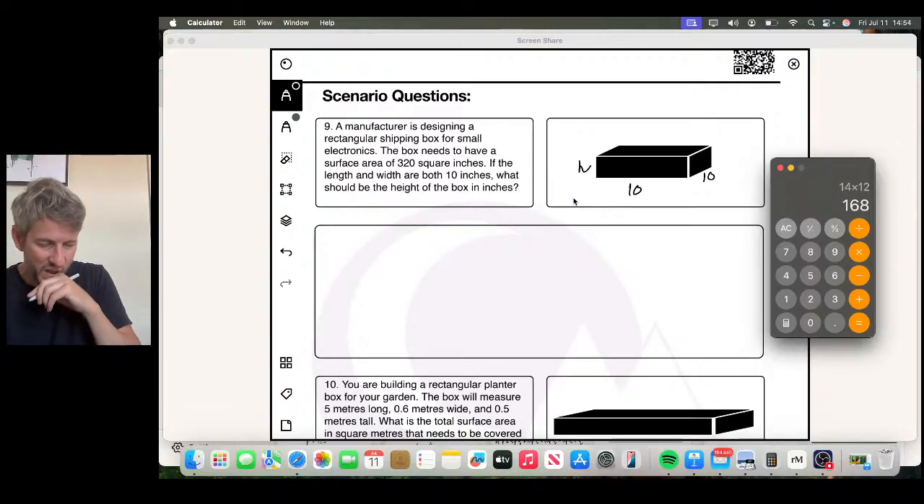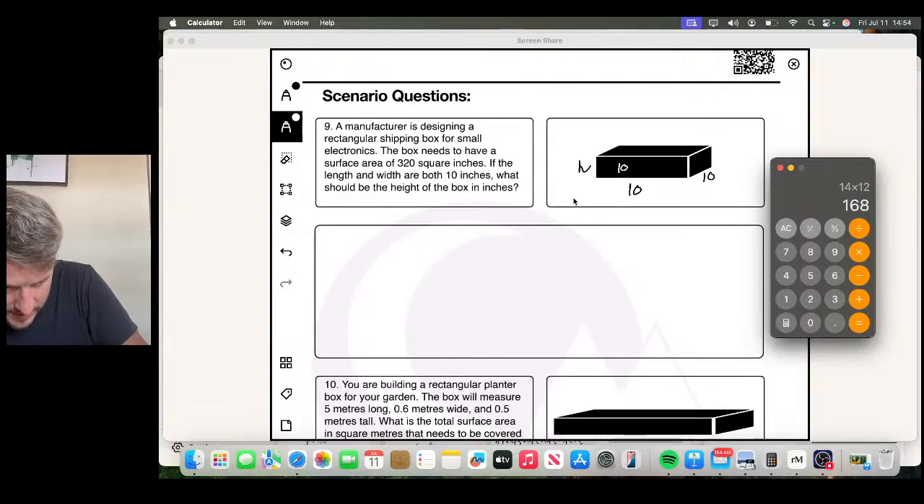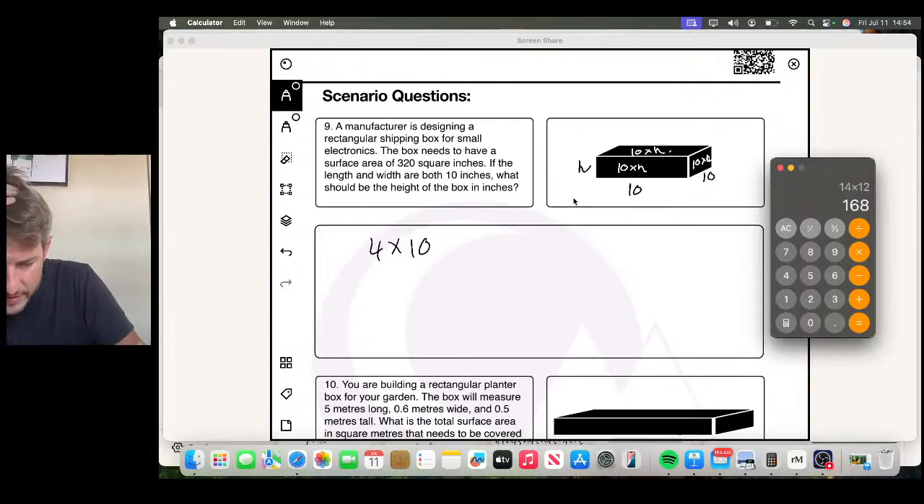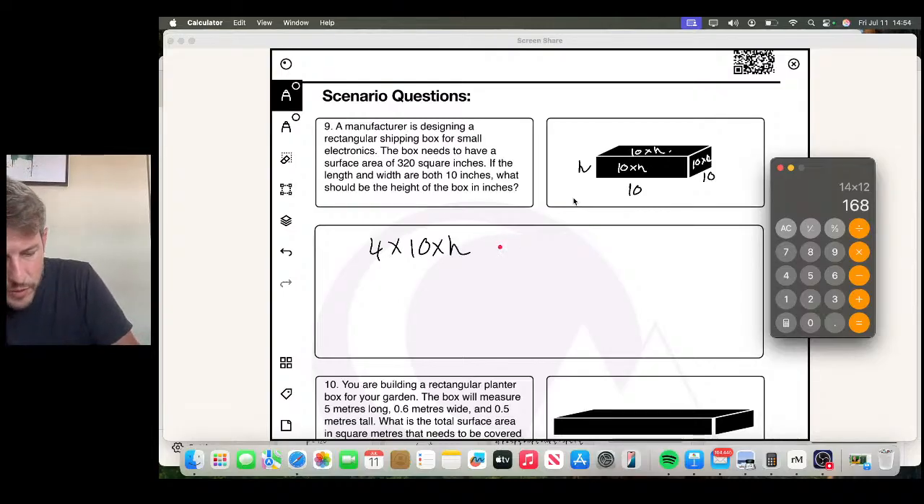Okay, so we know that the sides are going to be, let me do this in white again. So we've got 10 times the height for here. We've got 10 times 10 for here. And then we've got 10 times the height for here. Okay, so basically we have 4 lots of 10 times the height, and we have 2 lots of 10 times 10. And that's going to equal 320.